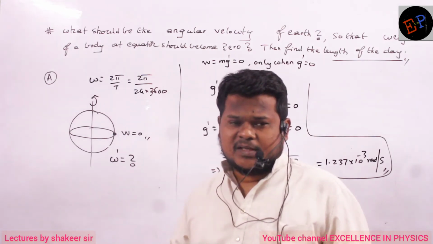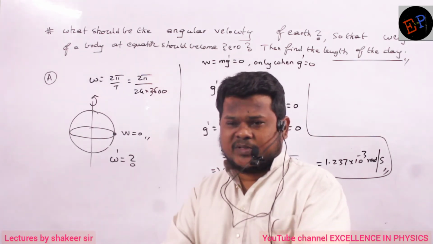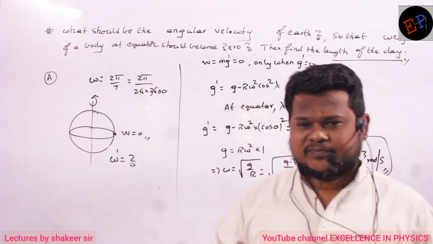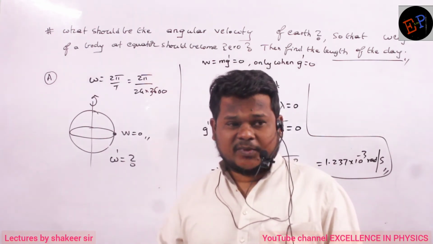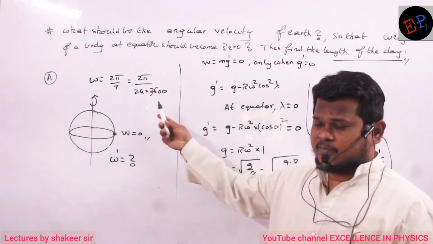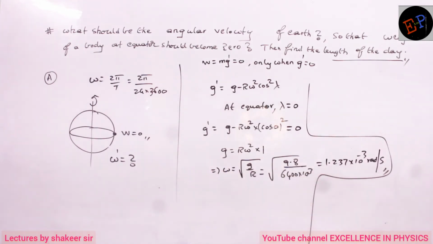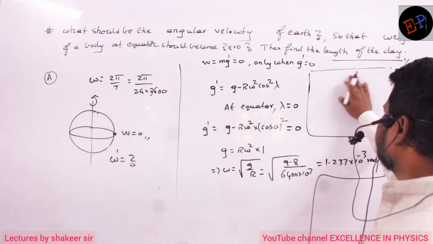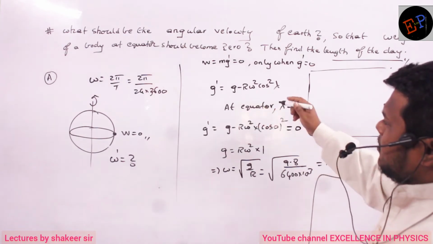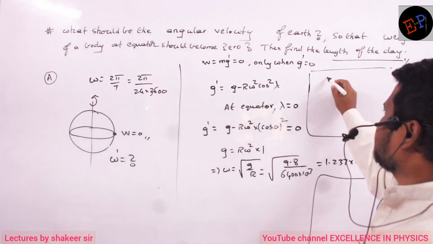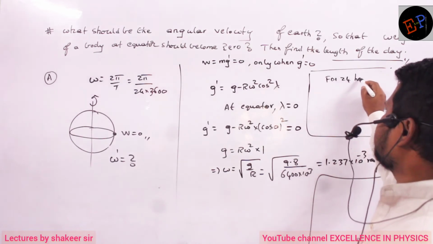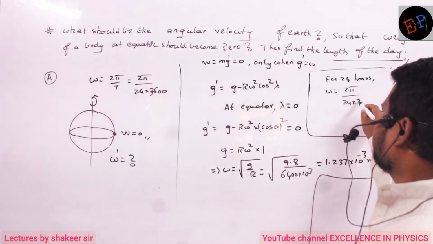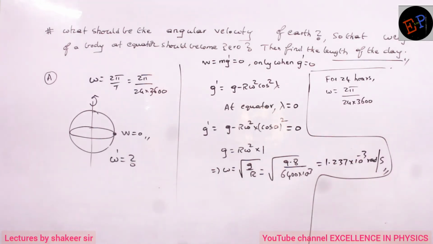Time period of the earth. Length of the day means the time period of the earth. Now presently the time period is 24 hours, no, when the angular velocity is this much. But when the angular velocity is this much, then what is the time period? How can I calculate? So therefore, the initial omega value we know, no? Omega value is how much? For 24 hours, omega value is 2 pi divided by 24 into 3600. This is the angular velocity for 24 hours.